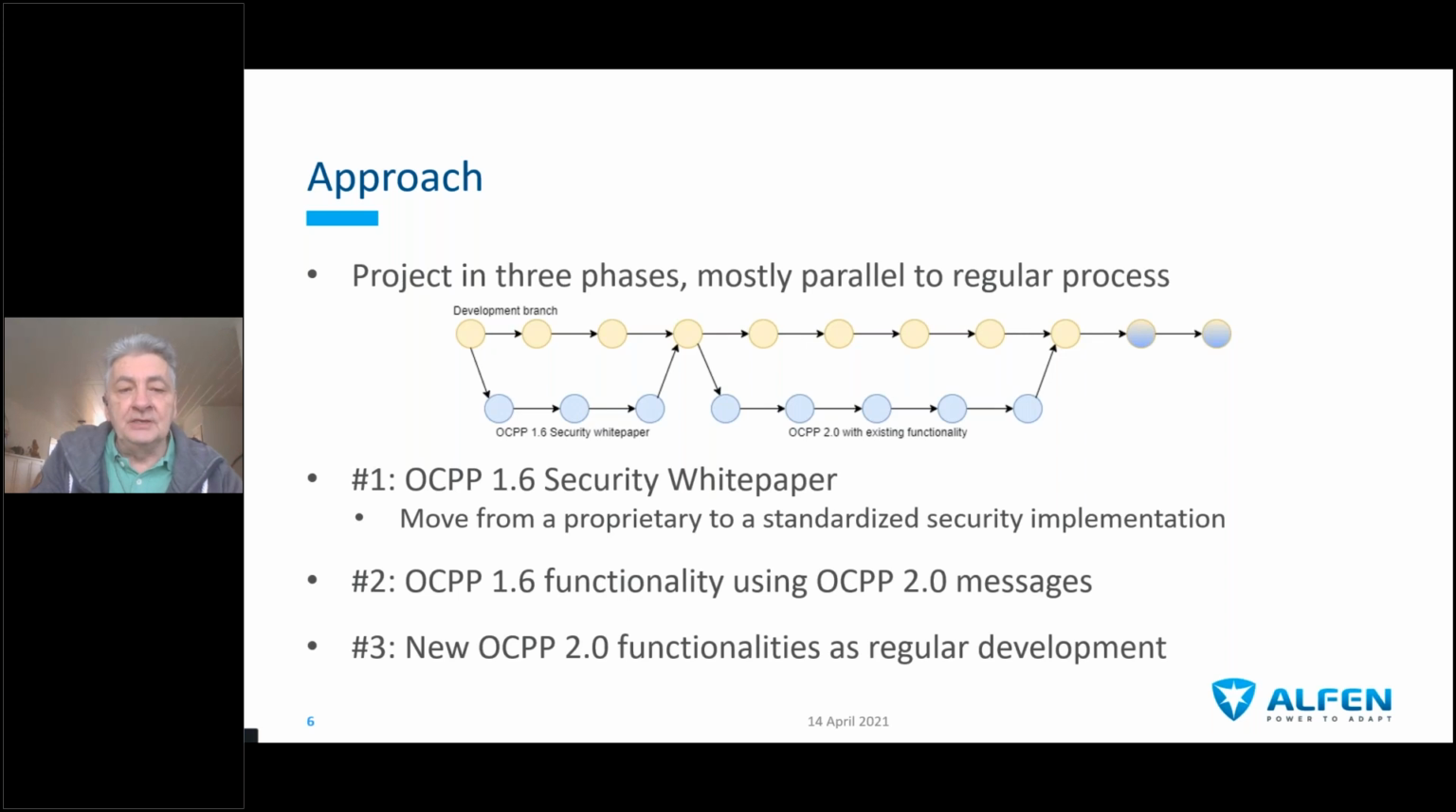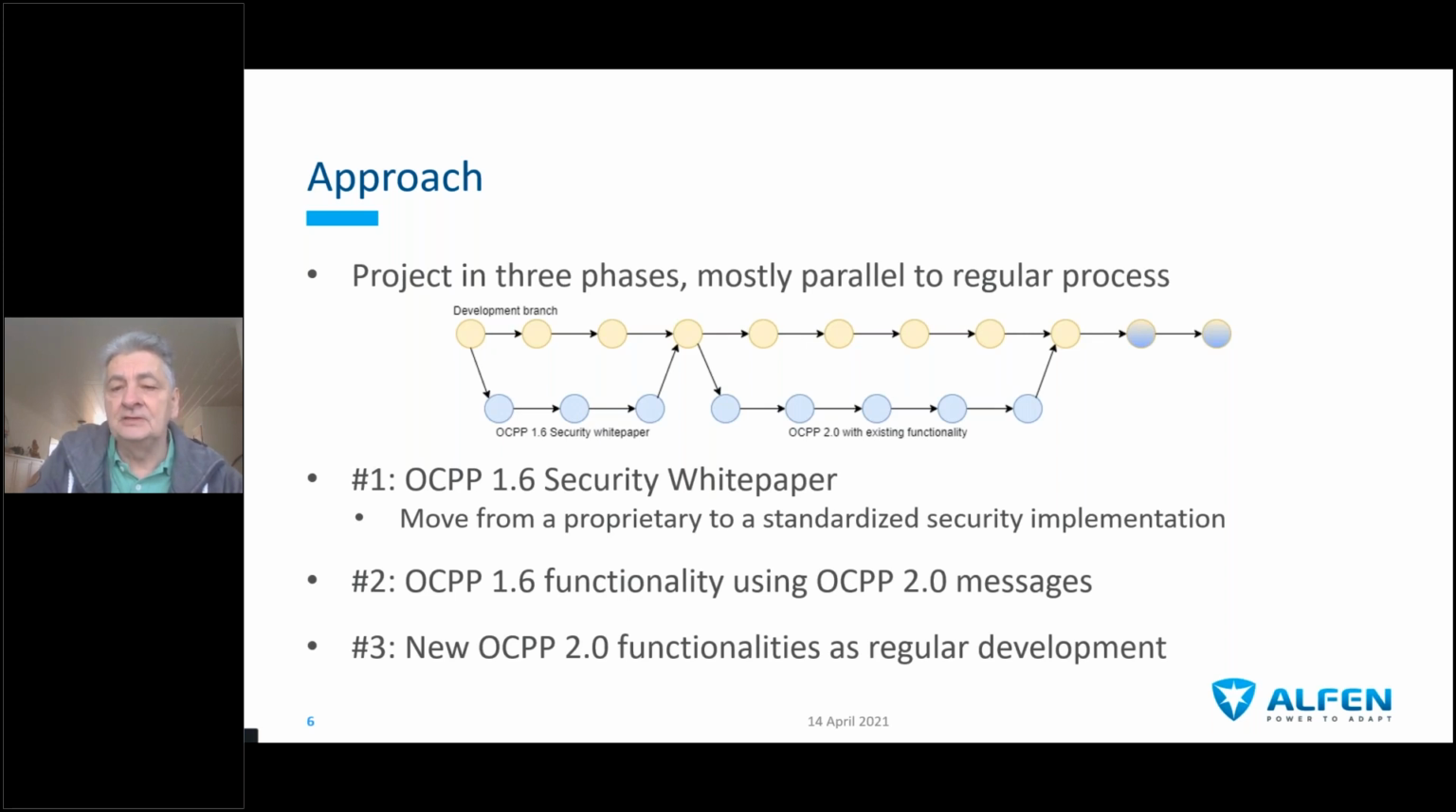Mostly, or at least the first 2 phases, being done in parallel to our regular development process. So what we did is we have our development branch here at the top, and we forked off a feature branch in which we first did the first phase, which was the OCPP 1.6 security white paper. We could merge that back and make it ready for release, and then start doing the second phase, which was implementing OCPP 2.0 with the existing functionality. And in the end of that process, we had a release where we had both OCPP 1.6 and 2.0.1 with the same functionality, but using two different protocols.